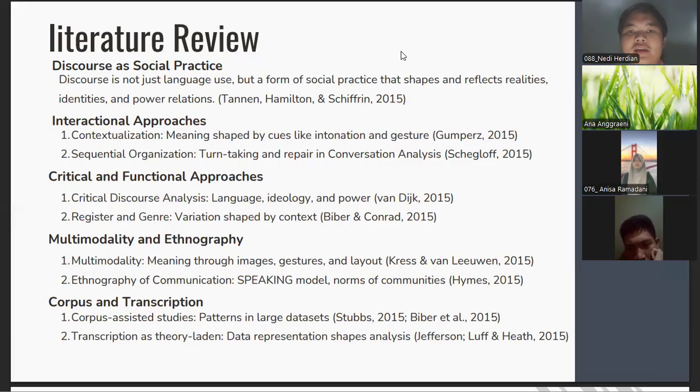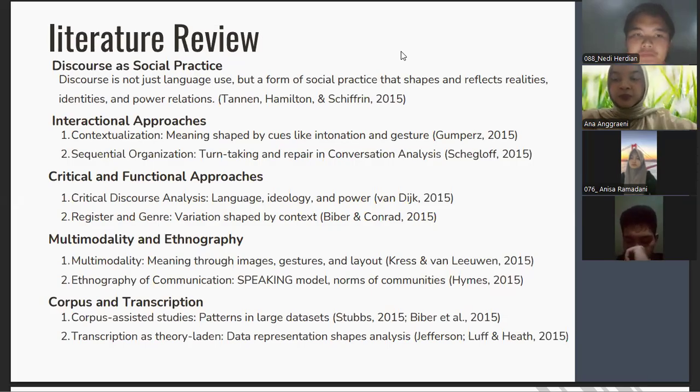Similarly, Schegloff 2015 saw how talk is sequentially organized. Conversation analysis identifies structures like adjacency pairs, for example, a question requires an answer, and repair mechanisms, where participants fix misunderstandings. Together, these theories emphasize that interaction is patterned and systematic, not random.